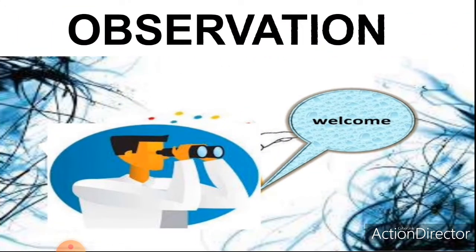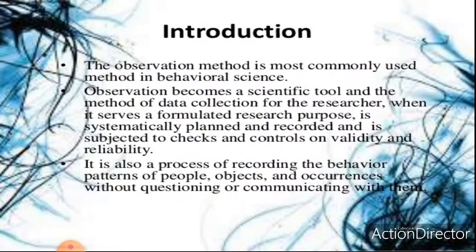Observation is one of the important sources of information to any research. In other words, it is a method of scientific inquiry. Observation method is most commonly used in behavioral science. So, we can say that observation is a process of recording the behavioral pattern of people, objects and occurrences without questioning or communicating with them.